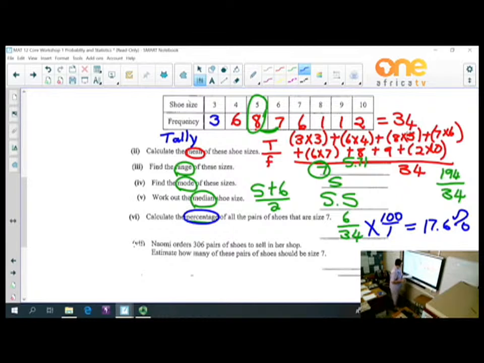The next one, Naomi orders 306 pairs of shoes to sell in her shop. Estimate how many of these pairs of shoes should be a 7. So, how many 7s are there? 6. The total was 34, and now she's buying 306 pairs of shoes. So this is how we will do this one. On your calculator, 6 times 306 divided by 34, and I have 54 pairs of number 7s.